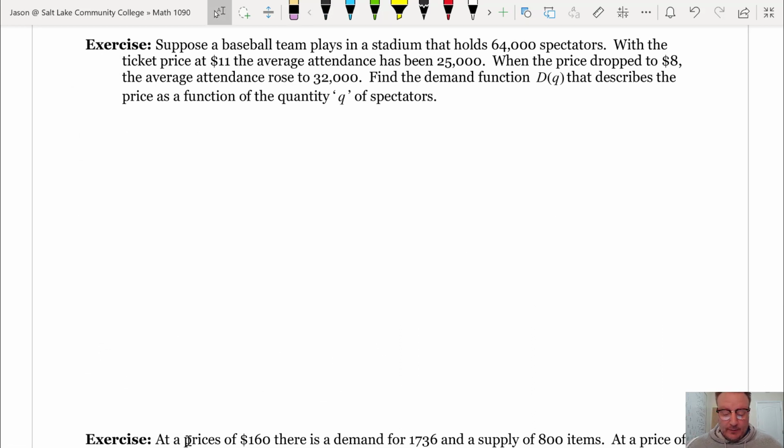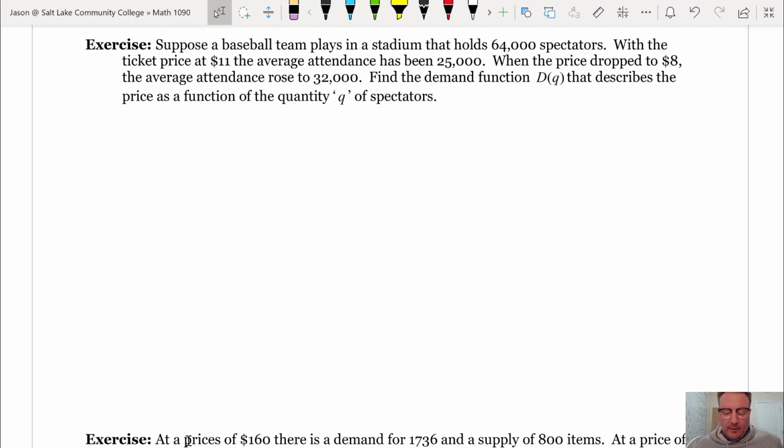Okay. Let's see here. So suppose a baseball team plays in a stadium that holds 64,000 spectators. With the ticket price at $11, the average attendance has been 25,000. When the price dropped to $8, the average attendance rose to 32,000. Find the demand function D of q that describes the price as a function of the quantity q of spectators.